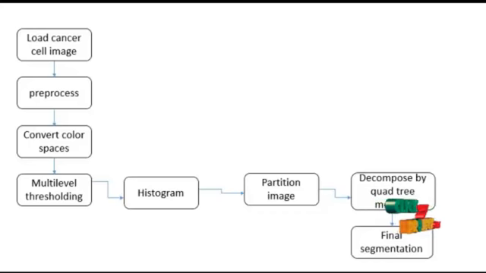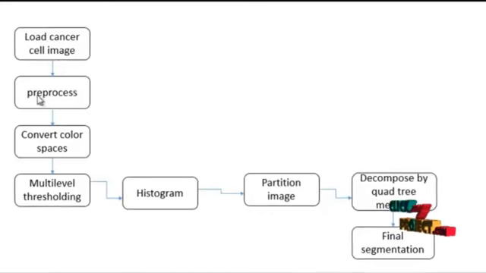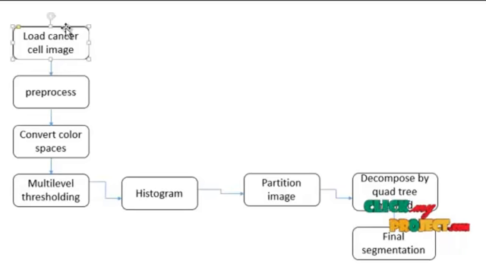Let me discuss the flow of the project, color image segmentation using multi-level thresholding approach and data fusion techniques application in the breast cancer cell images. In this project, initially we press load to load cancer cell images. In this step, we input one cancer cell tissue image. After that, we perform the pre-processing step.